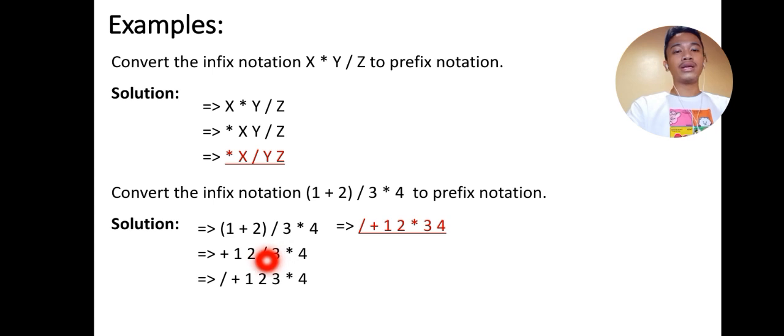We have our right section, the 3 times 4, because we are already done with the left section. So 3 times 4, apply the syntax again, so the operator is transferred next to 2, followed by 3, the left operand, and 4, the right operand. Our final result is divided by plus 1, 2 times 3, 4. Therefore, the prefix notation of open parenthesis 1 plus 2 divided by 3 times 4 is divided by plus 1, 2 times 3, 4. Now we are done with infix to prefix notation.